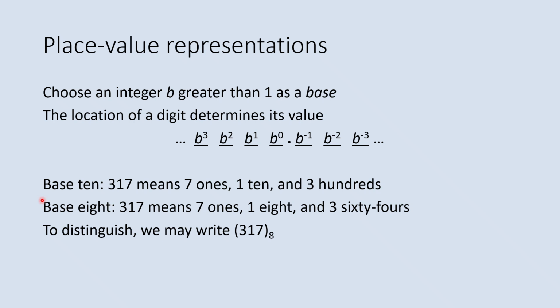So this number 317, if we write a 10 there, that means 317. If we write an 8, that means this is in base 8. If we write any other value there, it's whatever the appropriate base happens to be.